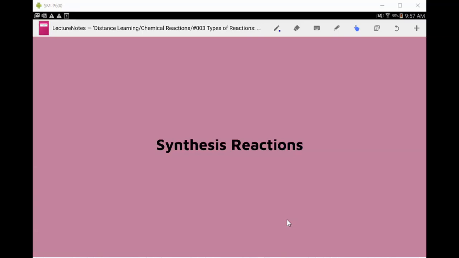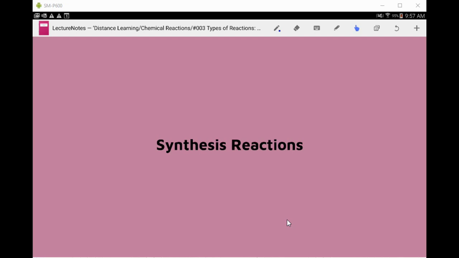So let's take a look at synthesis reactions. It's the first subtype of the redox reactions that we're going to talk about in more depth. Remember that redox reactions have at least one chemical species that is going to be gaining electrons or bonds, and the other one's going to be losing them as the electrons are redistributed during these chemical reactions.